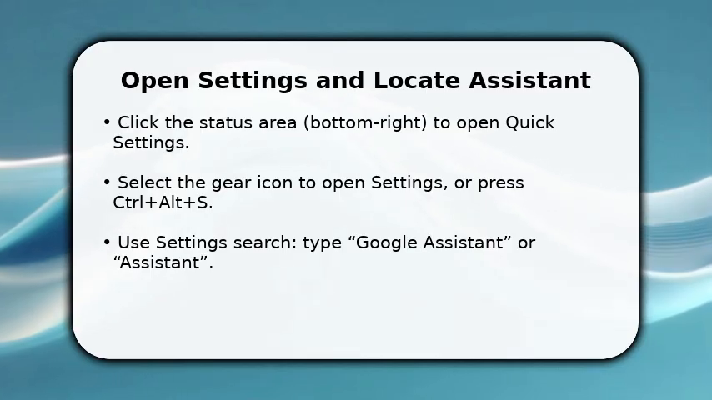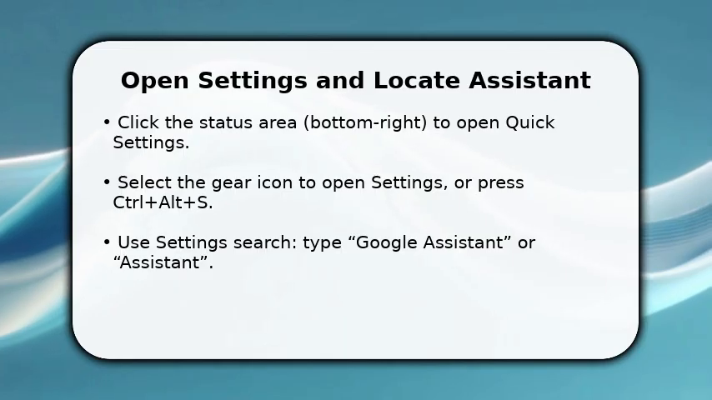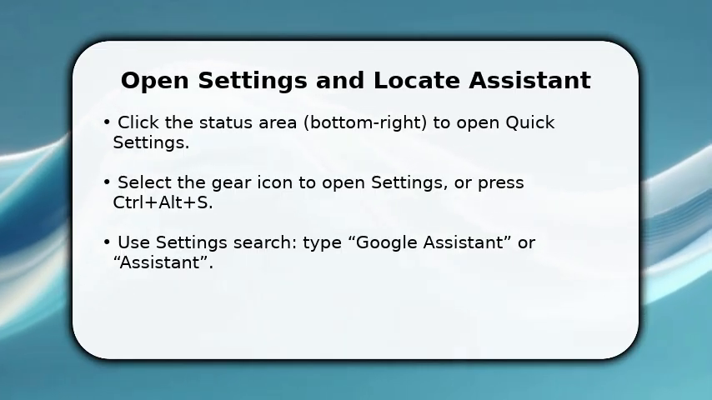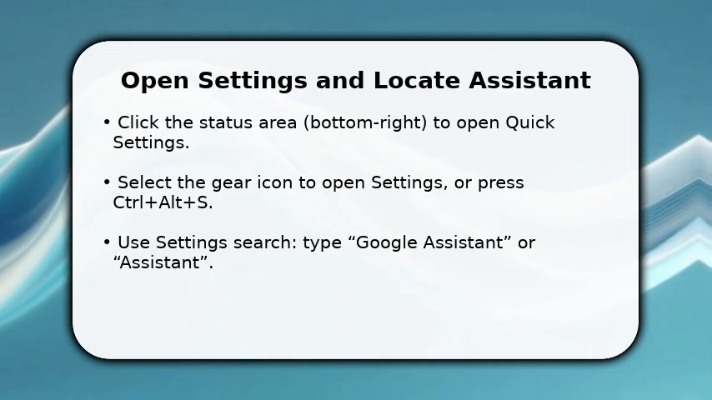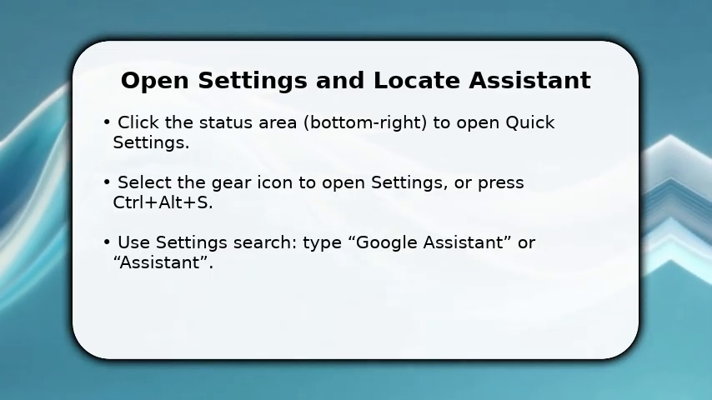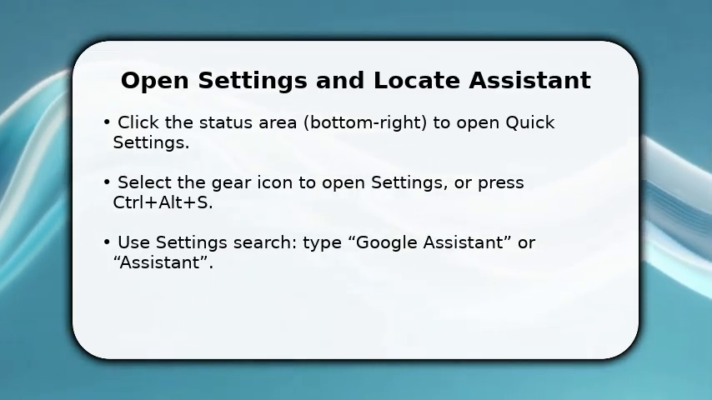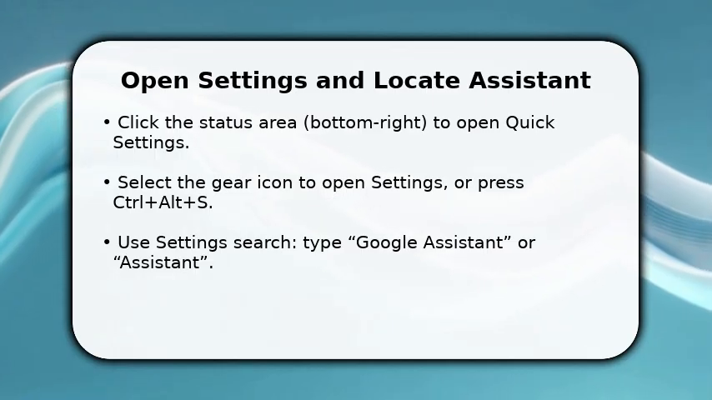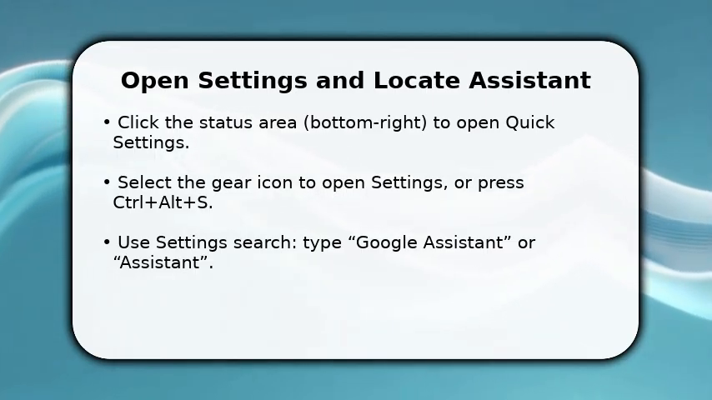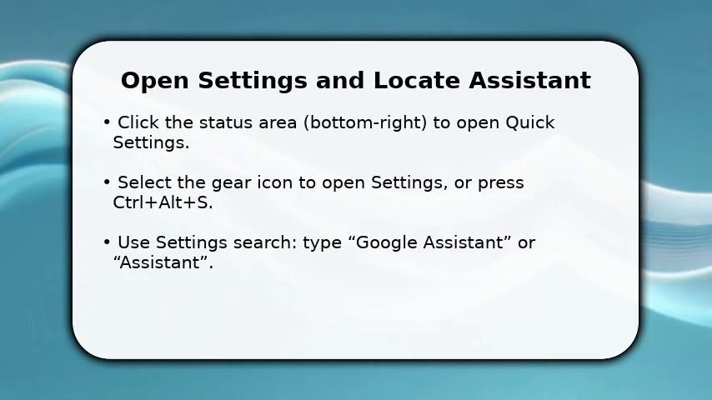You start by opening Quick Settings in the lower right corner. Click the gear icon to open full settings. Once Settings appears, type Google Assistant into the search bar so you land directly on the Assistant controls. Make sure you're signed into the profile where Assistant is enabled, otherwise you'll toggle the wrong account.